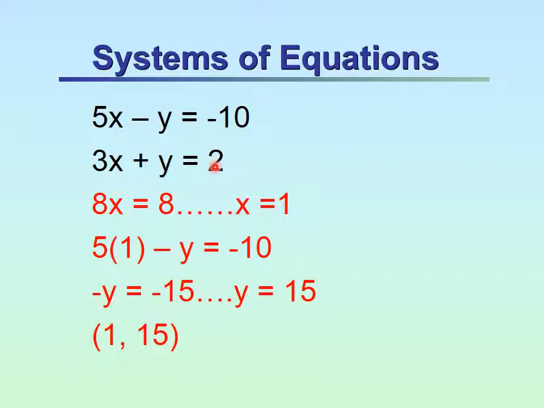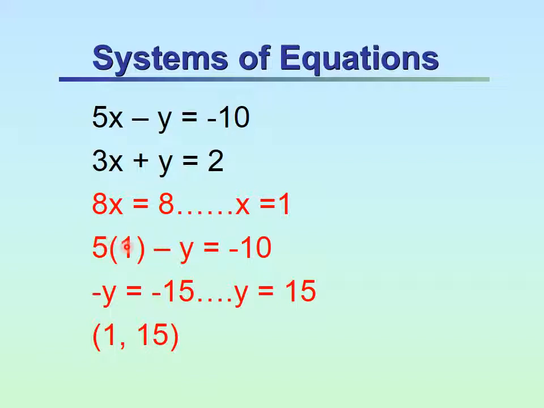Negative 10 plus 2 gives us negative 8. And then we solve for x. x is equal to 1. Then we take x equals 1 and we're going to plug it back into the equation. We can pick either one. I'm going to pick the first one. So we plug in x equals 1 here to solve for y.